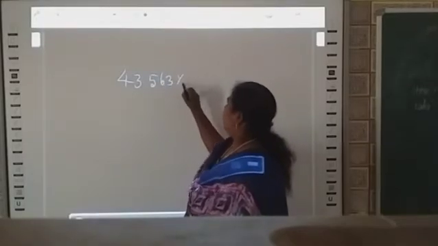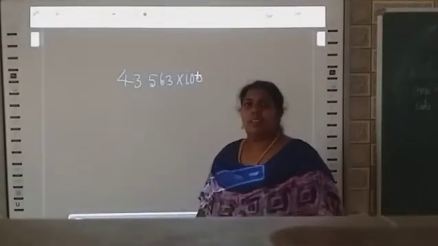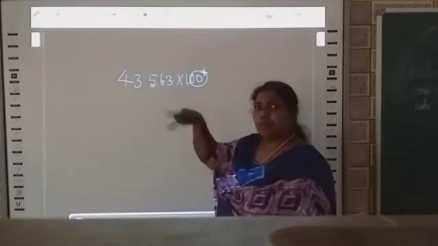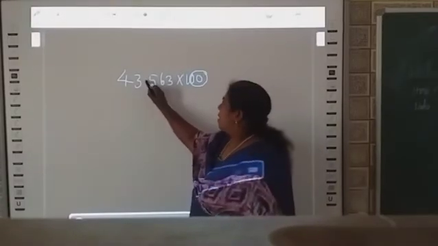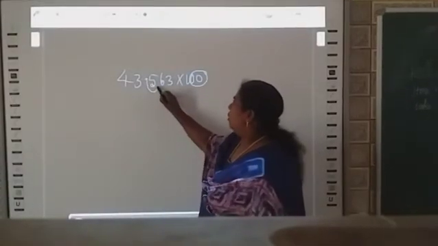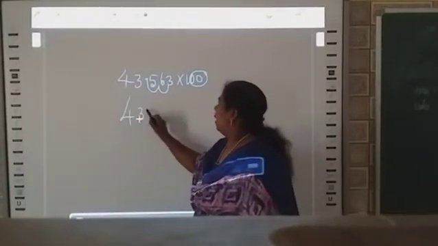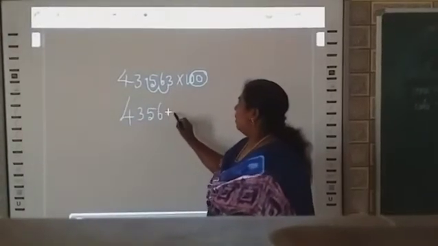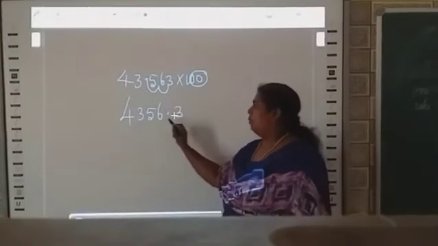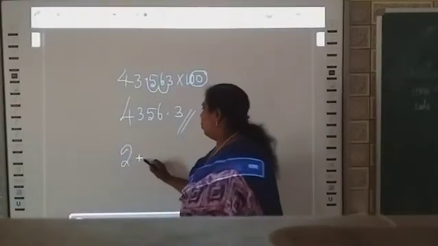See the next example. 43.563 into 100. Here 100, how many zeros are there? 2 zeros. So how many places do we want to move? 2. So here the decimal is already here, 43.563. So move 1, 2. So where will the decimal point come? 4356.3. Understand? 4356.3. Right?